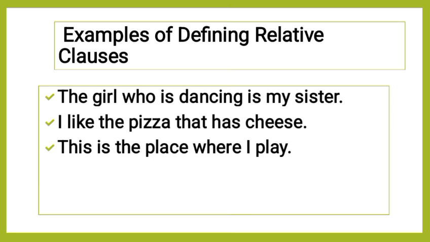Let's look at some examples of defining relative clauses. The girl who is dancing is my sister. The clause who is dancing tells us which girl. I like the pizza that has cheese. The clause that has cheese tells us which pizza. This is the place where I play. The clause where I play tells us which place.